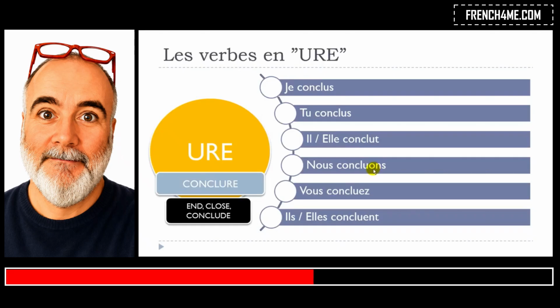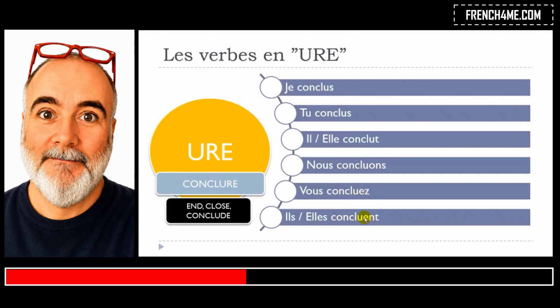The tricky thing in a way is for nous, vous, ils, elles of the plural, because basically you don't put anything between this U and the ending. So you get this concluons, okay? So don't put any S or anything here. So it's not conclusion or conclurons or something like that. For the present form, it's concluons, okay? Concluez, and then here, conclu.